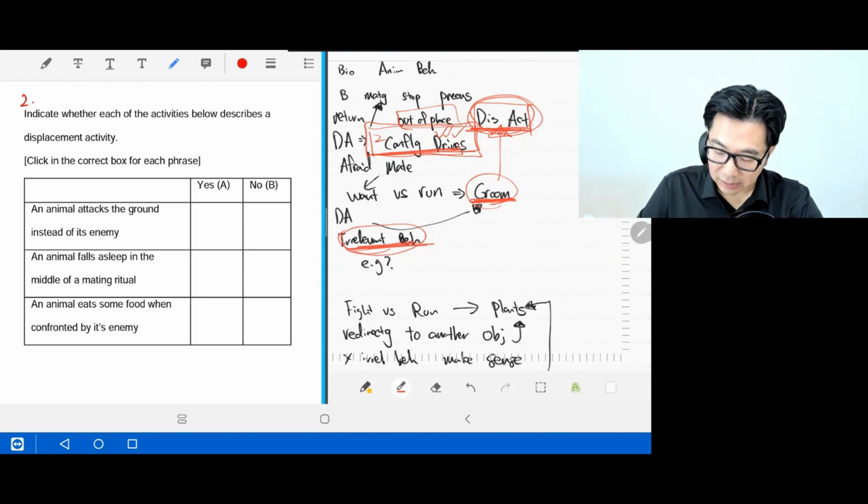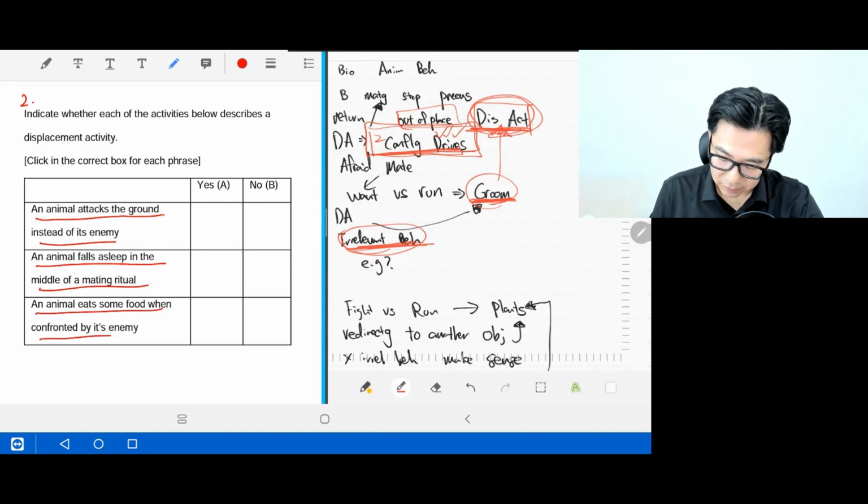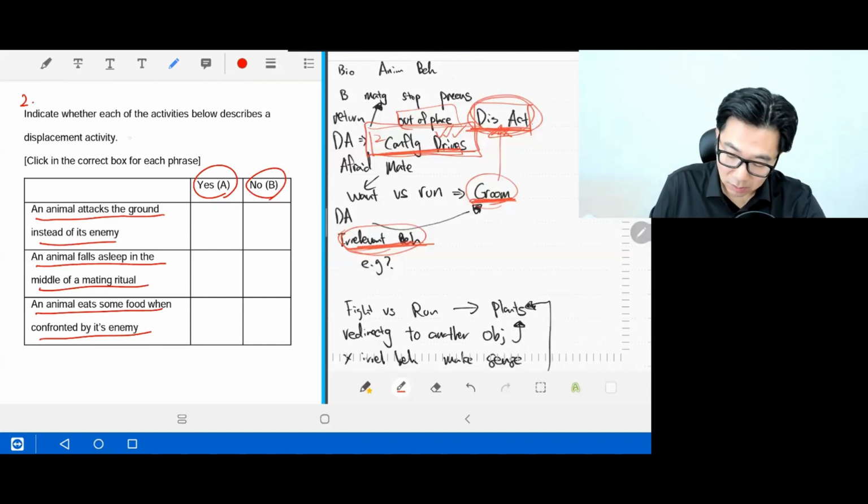Indicate whether each of the activities below describes displacement activities. So it's asking whether this action is an example of displacement activity or not. Okay. So this question type is called connecting contents.